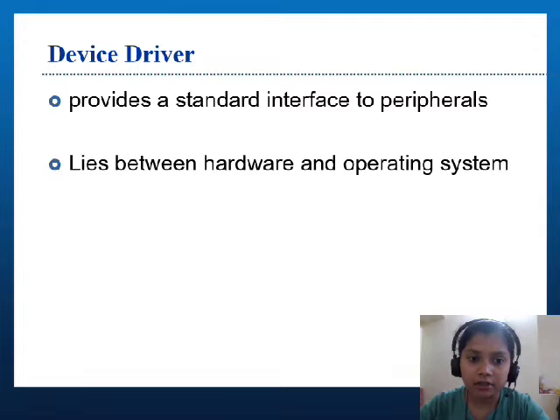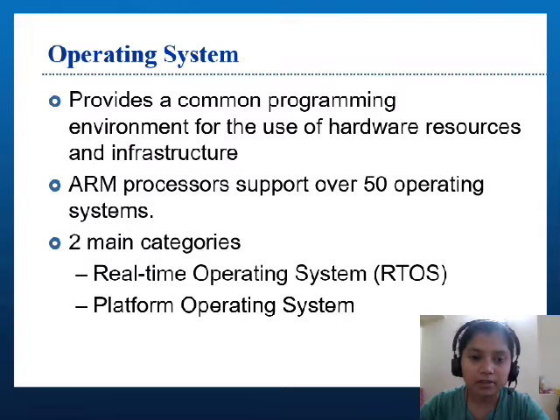Next is device driver. This provides a standard interface to peripherals. It lies between the hardware and the operating system. Next is operating system. The operating system provides a common programming environment for the use of hardware resources and infrastructure. It organizes the system resources, that is, the peripherals, memory, and processing time. The ARM processor supports over 50 operating systems.